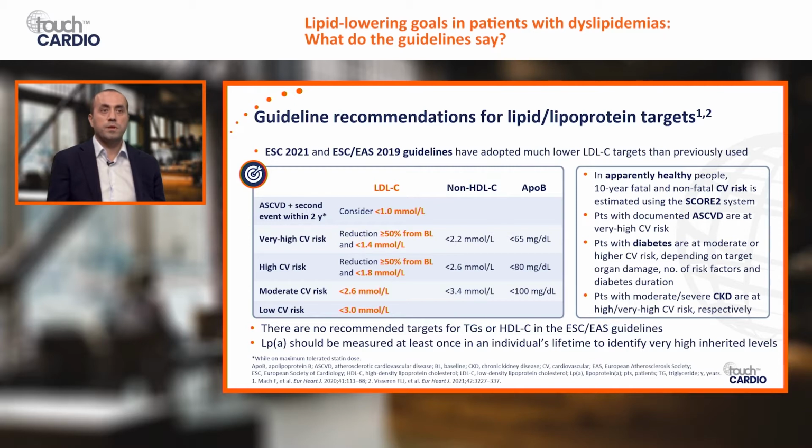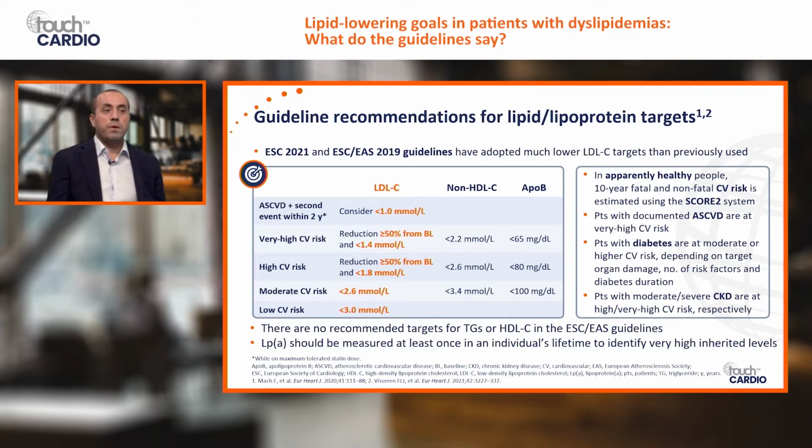using the SCORE2 system. Patients with documented ASCVD are at very high risk, and patients with diabetes are at moderate or severe risk, depending on target organ damage, number of risk factors, and diabetes duration. Also important to mention that patients with moderate or severe CKD are at high or very high cardiovascular risk, respectively.